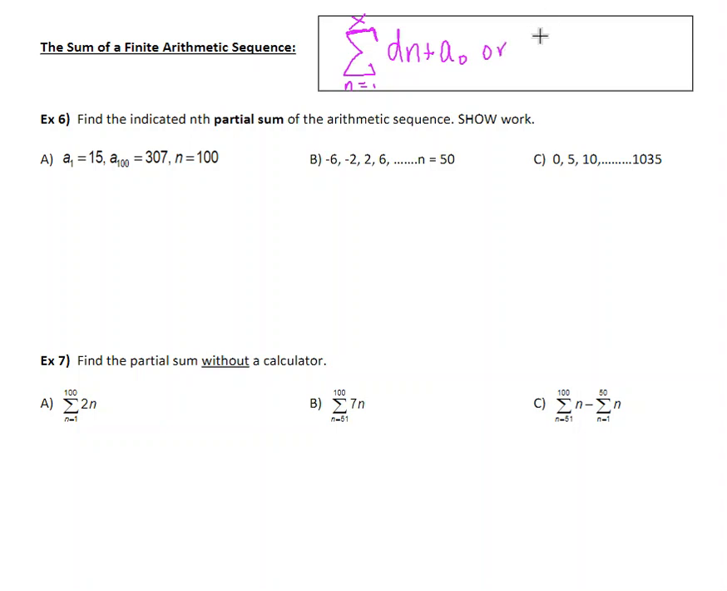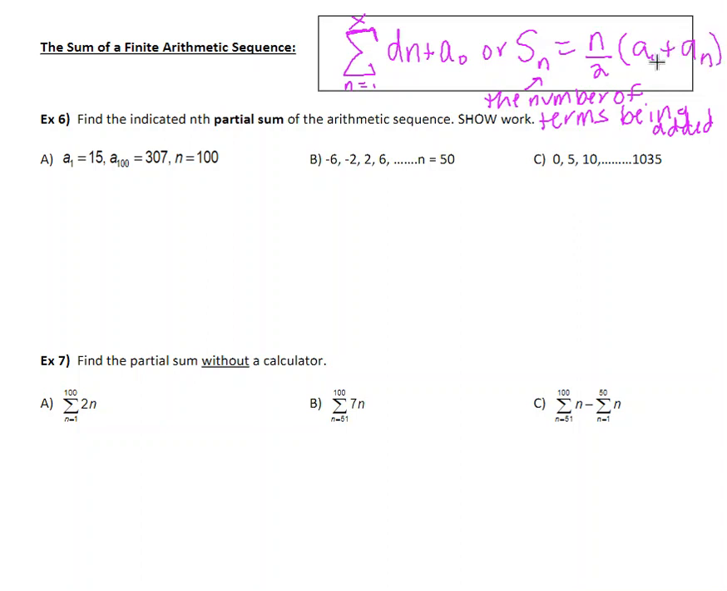There is another formula for the sum of however many terms you're adding together. This n is the number of terms being added together. And that formula is n divided by 2 times the first term plus the last term. This is the first term and this is the last term.